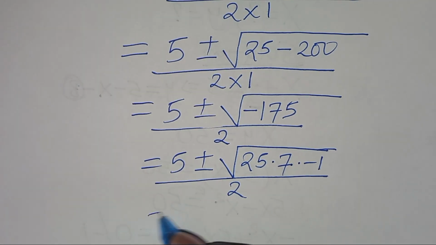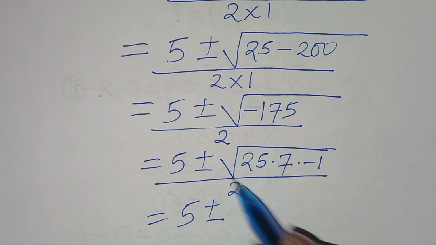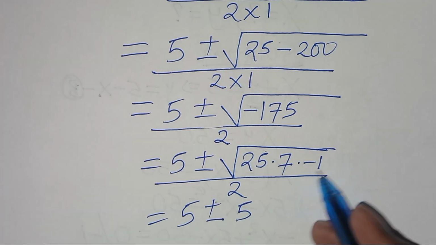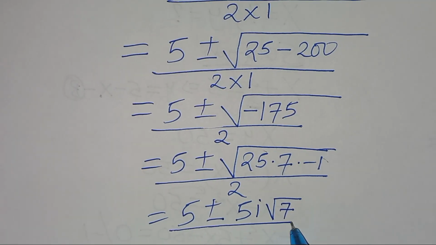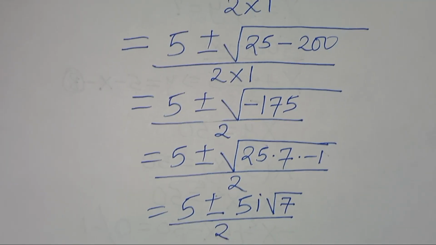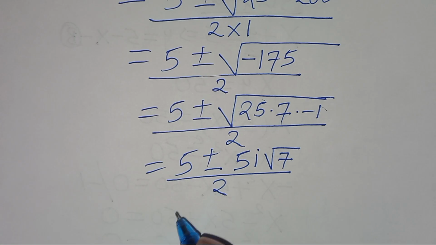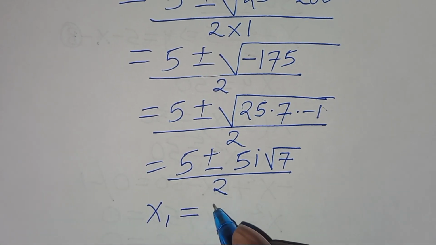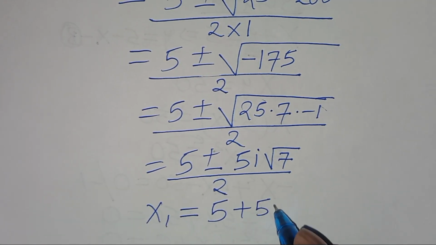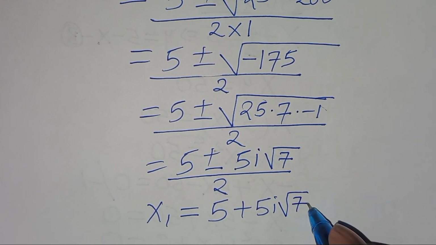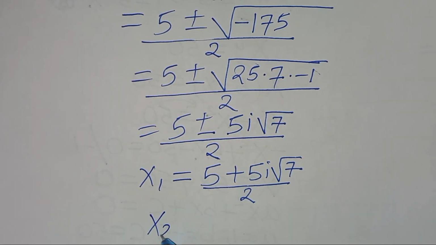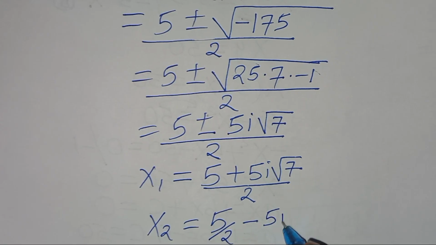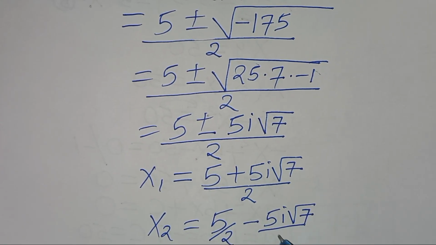Now, the second step here, we have 5 plus or minus the square root of 25, this is 5. The square root of minus 1, this is I. Then square root of 7. All this divided by 2. So this implies that we have x1 equal to 5 over 2 plus 5I square root of 7 divided by 2. And we have x2 equal to 5 over 2 subtract 5I square root of 7 divided by 2.